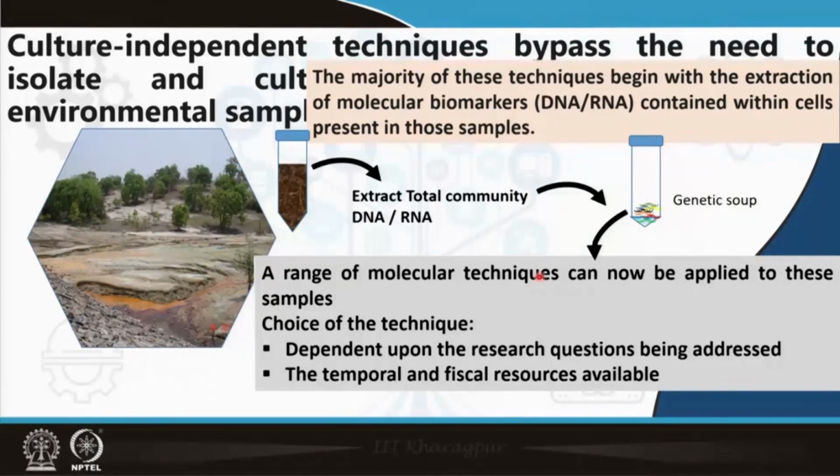Now, what do we do with this soup? We need to choose the methods through which we can answer those questions. We have different types of techniques, as we already discussed: clonal library, DGGE, or some advanced methods. The choice of the technique depends upon the research question that is being addressed. I mentioned four general, fundamental questions, but these might be fine-tuned, as I also mentioned, in order to make them more particular.